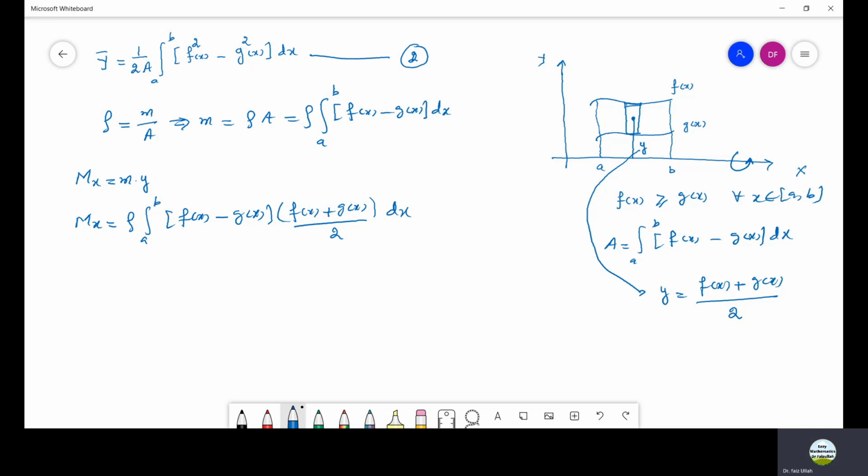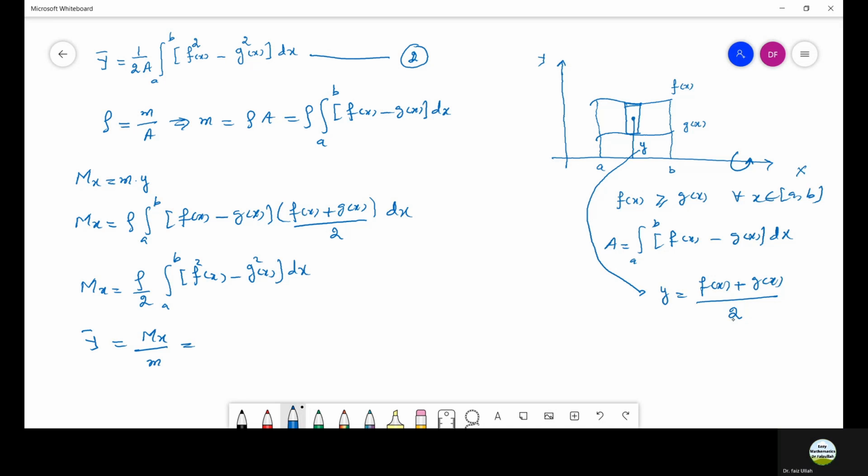And from here, now we can get that Mx is equal to rho by 2, integration from a to b, and we use the formula (a minus b) into (a plus b). According to that formula, we get f of x square minus g of x square into dx. And finally, to find y bar, that is equal to Mx divided by m.